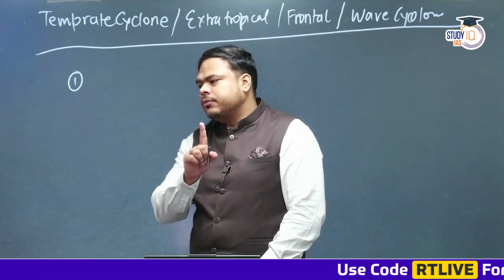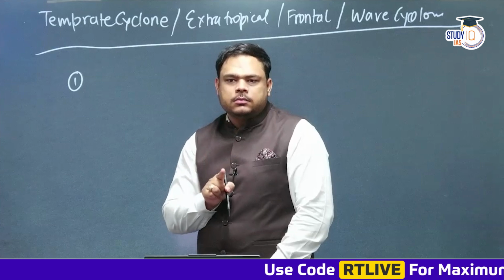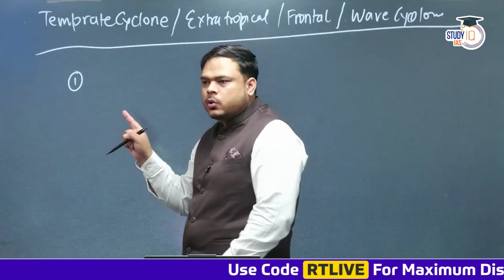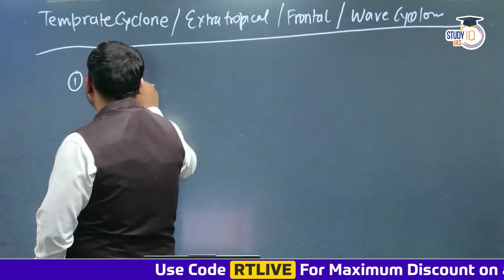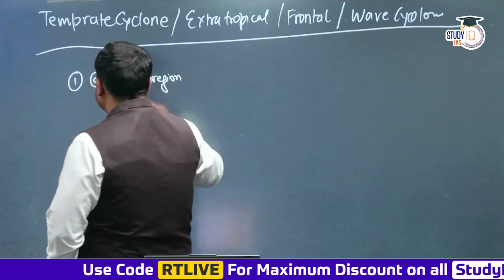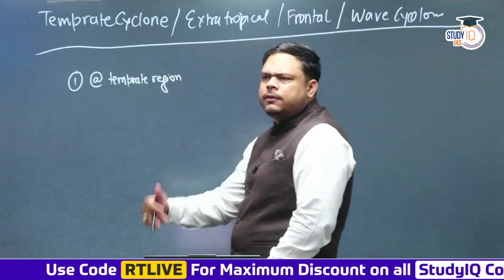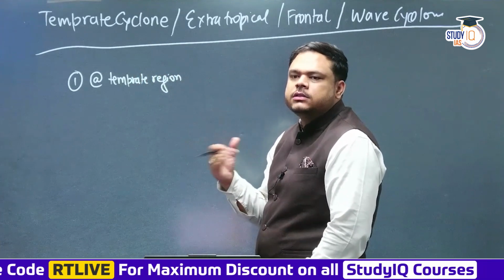First difference, the region where it will occur. It is going to occur where? In temperate regions. Where in temperate regions? Between 35 to 60-65 degrees north and south of latitude.